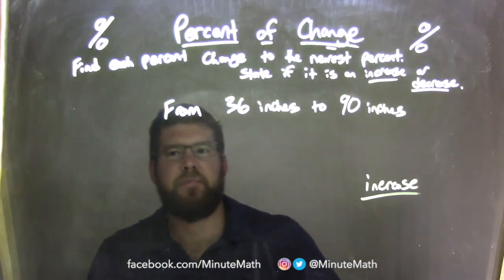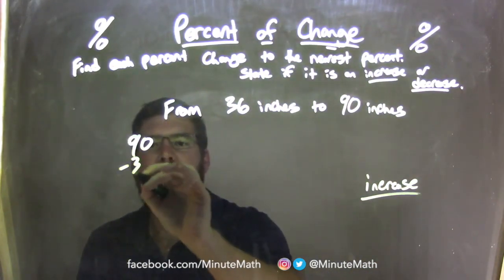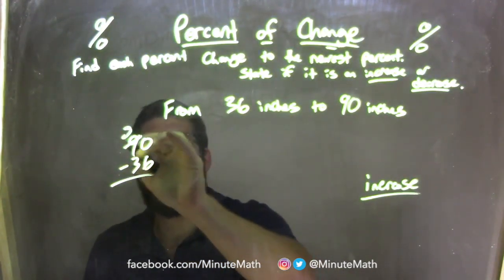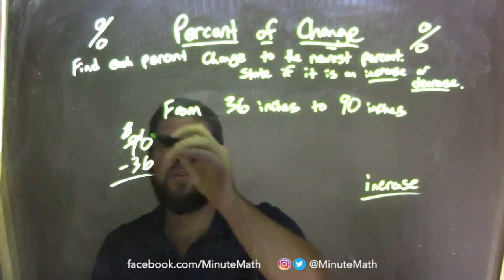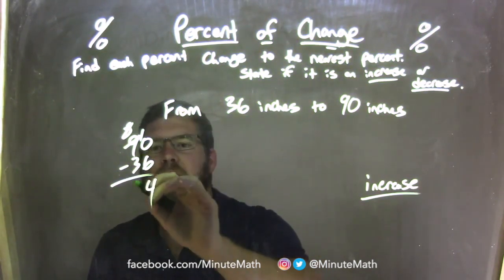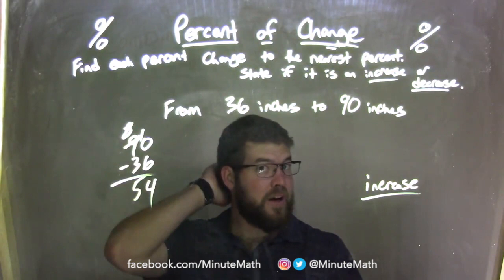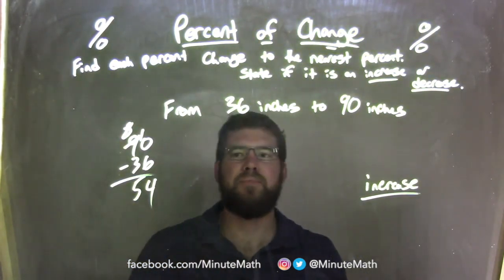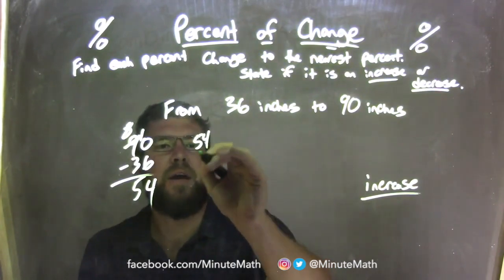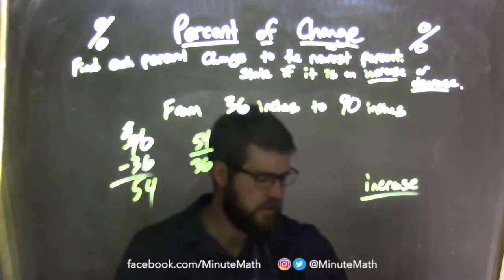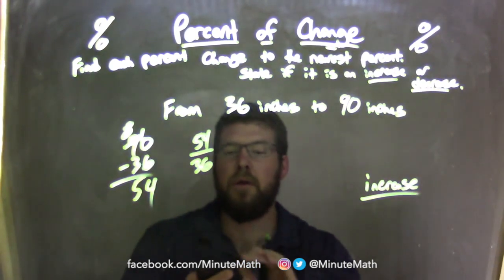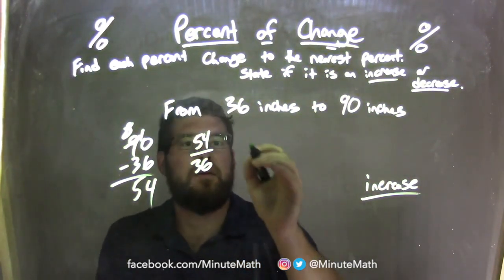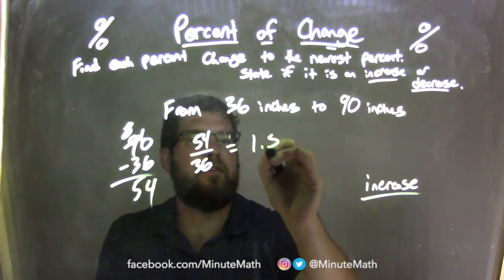So now I need to find the difference. So I take 90 and subtract 36 from it, okay? Well, 0 and 6, can't subtract it, make that an 8, make this a 10. Using the traditional method here, 10 minus 6 is 4, and 8 minus 3 is 5. And so we have a 54-inch difference between it, right? It's 54 inches that increased, right? So we take that 54, we divide it by 36. So I'm going to use my calculator for this one. 54 divided by 36 comes out to be, very easy, 1.5.